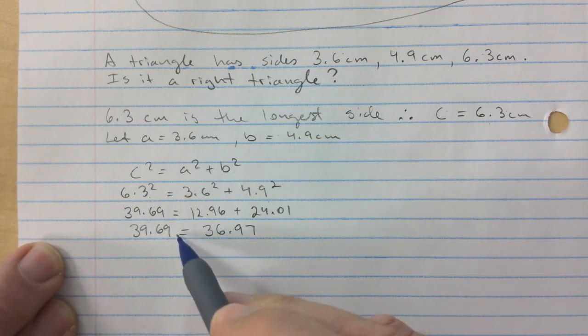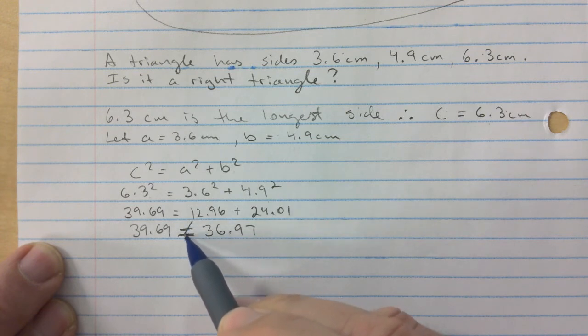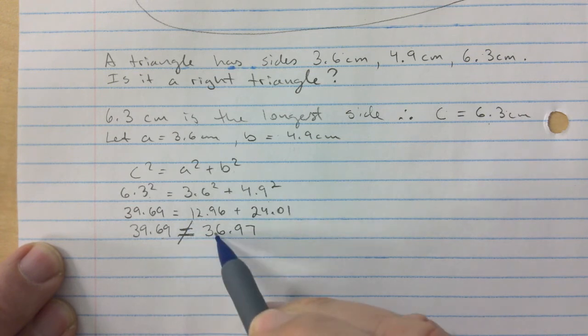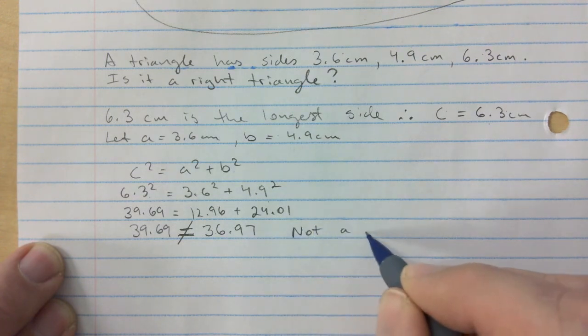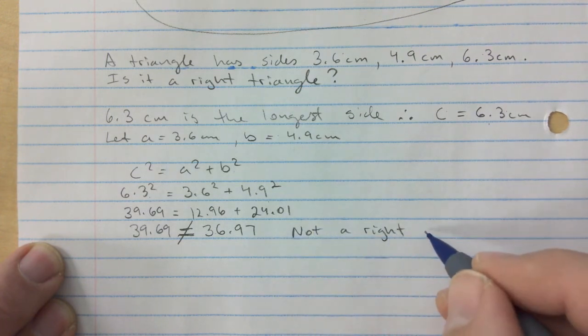And this is what you're going to do here. Obviously, they're not the same. You're going to cross it because they're not the same. Not a right triangle.